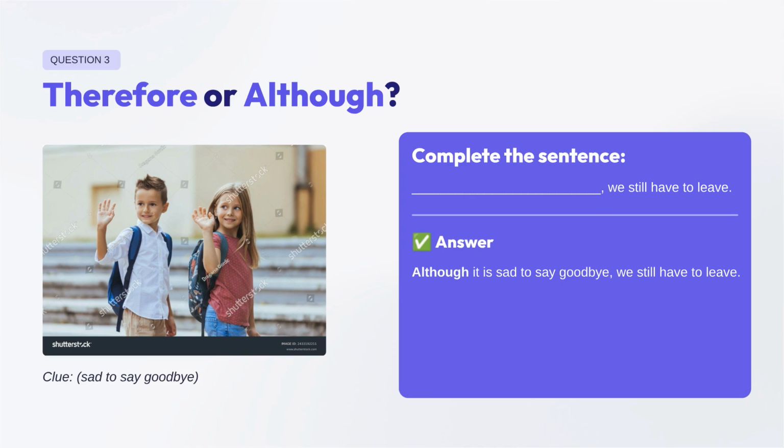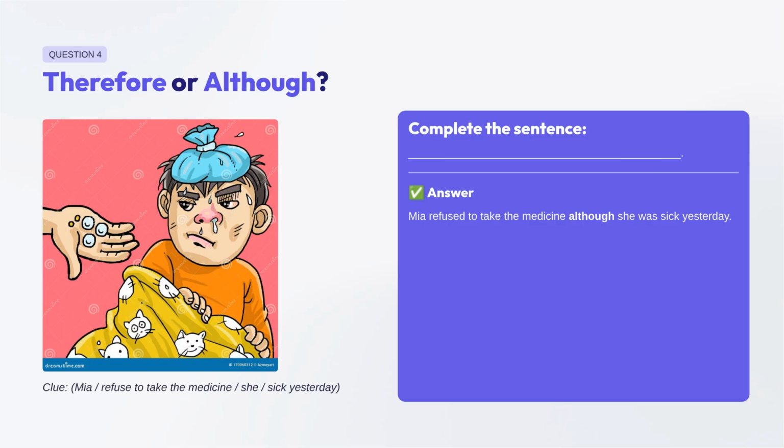Look at question 3. Using the clue, sad to say goodbye, complete the sentence, blank, we still have to leave. Leaving despite feeling sad is a contrast, so our complete answer is, although it is sad to say goodbye, we still have to leave.